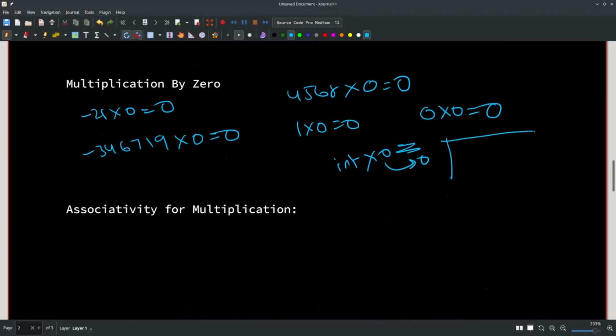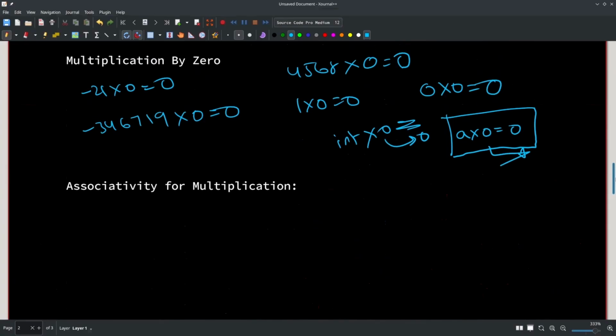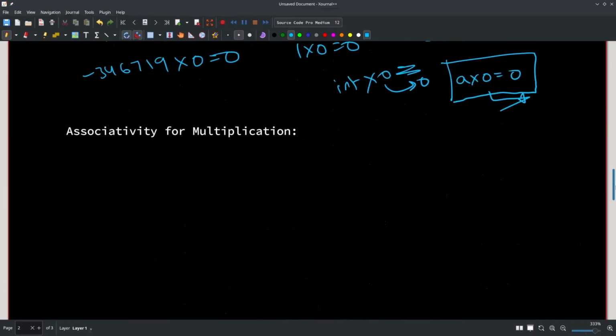So the formula for this is going to be a into 0, with a as any number, will result in 0. So that is your multiplication with 0 or by 0.